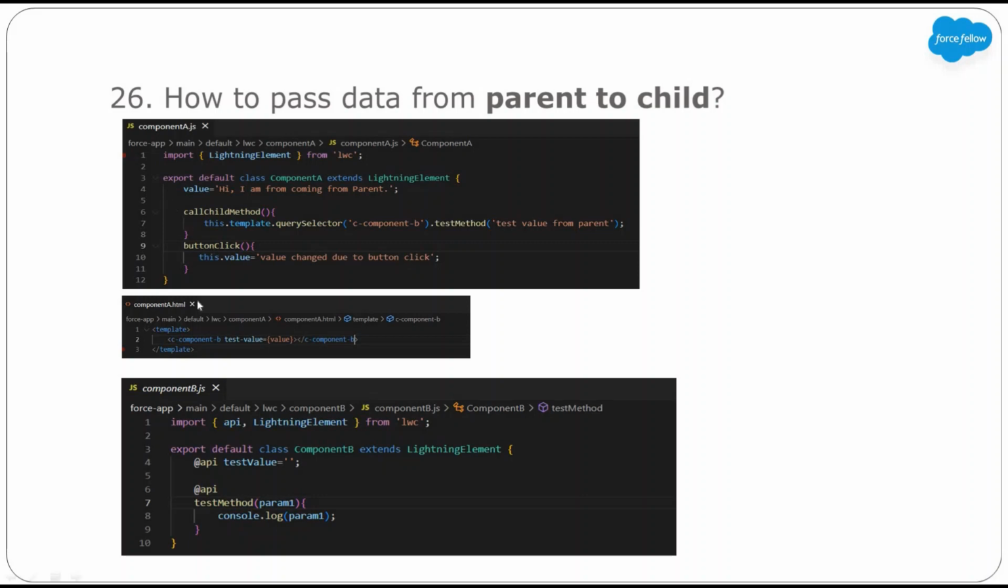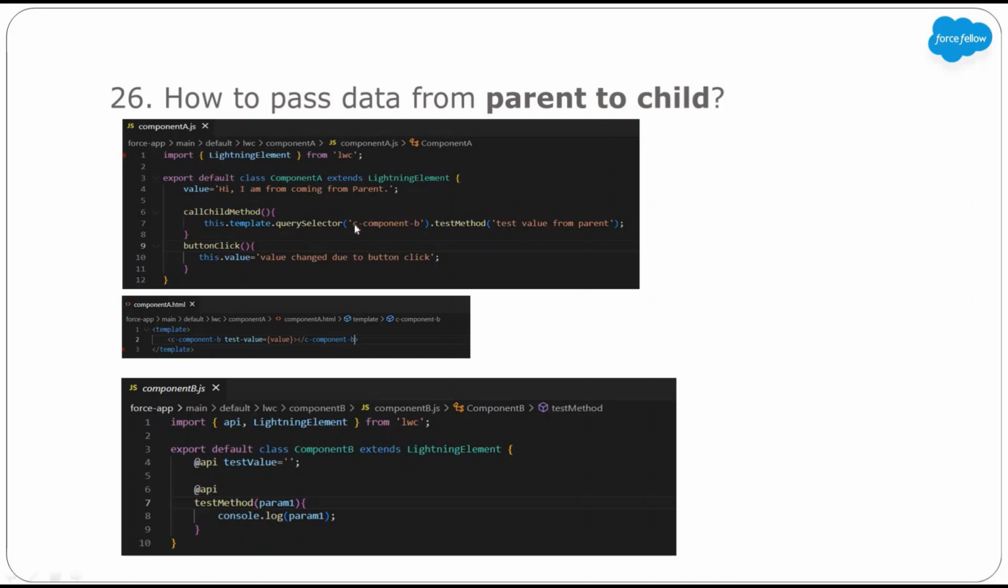Another way is we can call the child component's public method in the parent component. So if you can see in the child component over here, we have a public method test method, and in the parent component you can see over here on line number 6 we have a method call child method, and on line number 7 we are calling this child component's public method from the parent. How are we calling that one? With the help of query selector. Why do we use query selector? To find the DOM element.